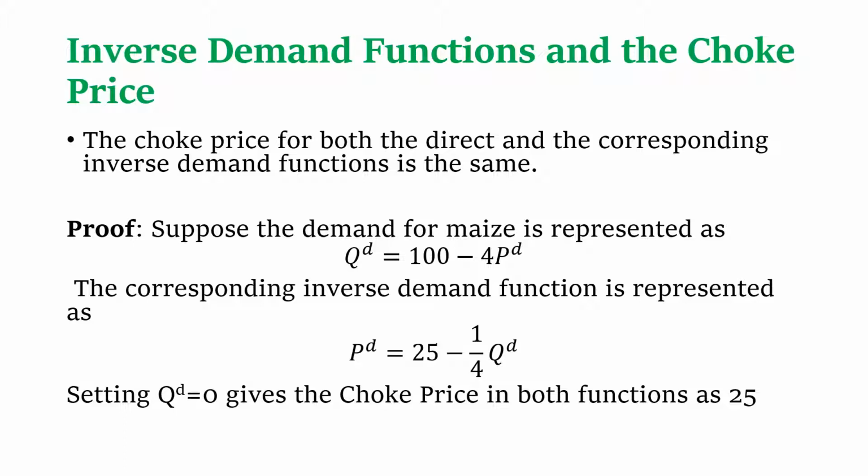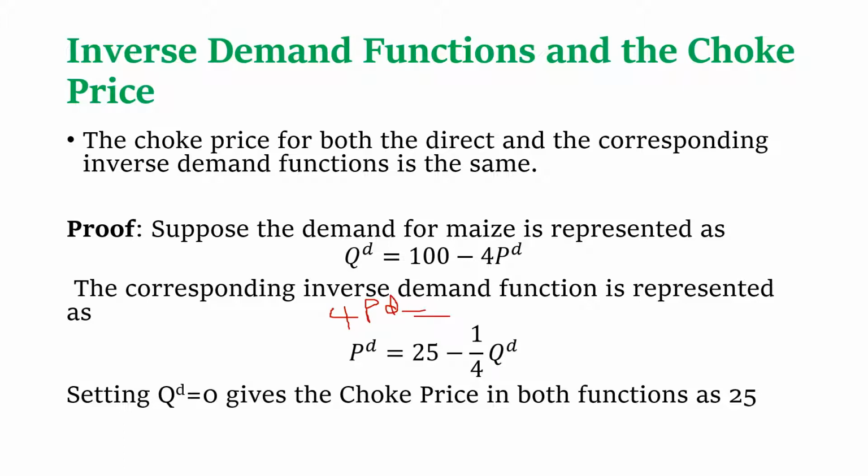So suppose the demand function for maize is represented as QD equals 100 minus 4 PD. Now, what is the inverse demand function here? The inverse demand function is PD equals 25 minus 1 over 4 QD. We obtain this by simply transposing minus 4 PD to the left side and QD to the right side of the equation. Okay? So if you take minus 4 PD to the left, you're going to have 4 PD, right?